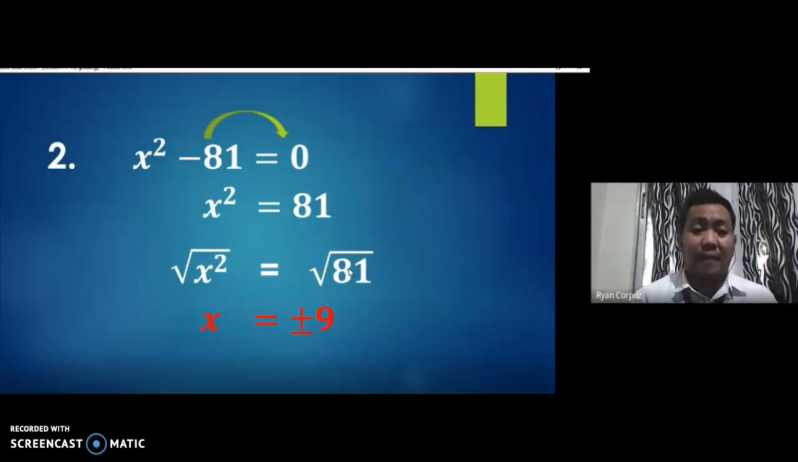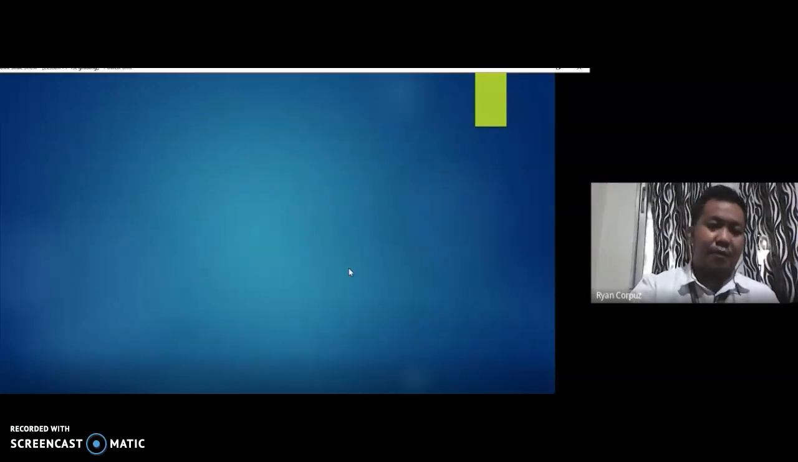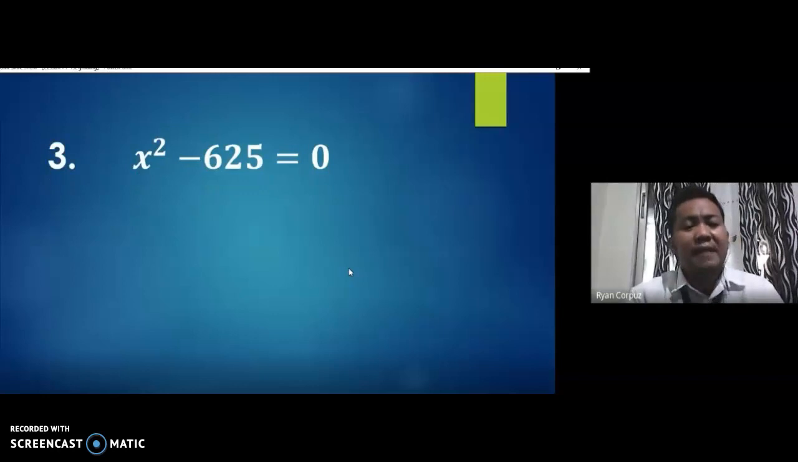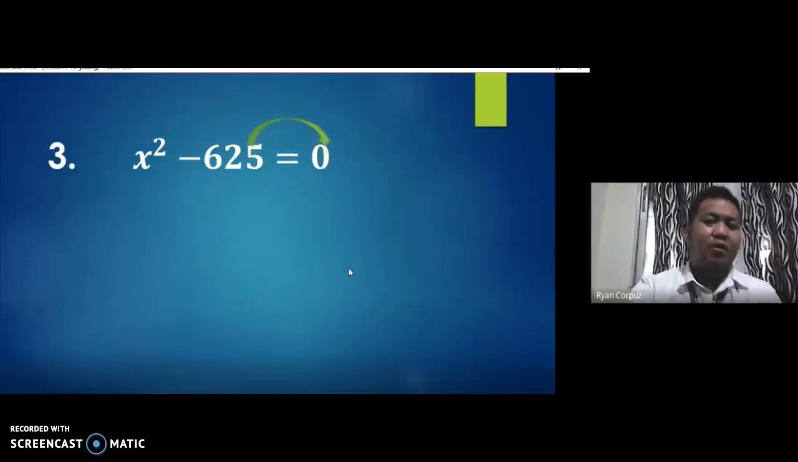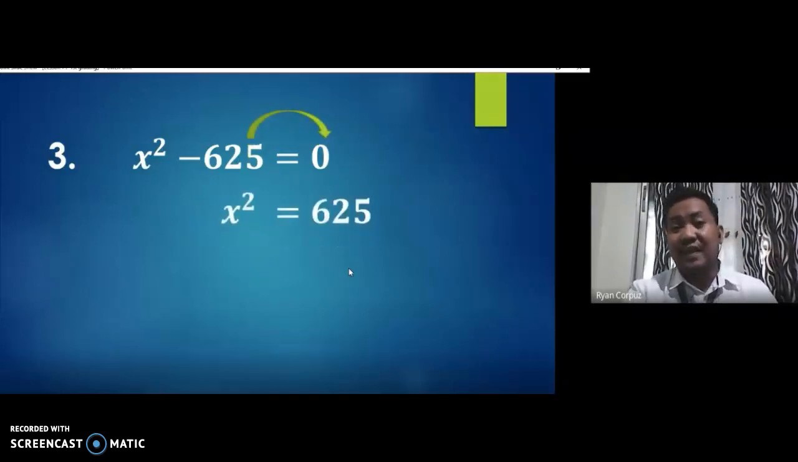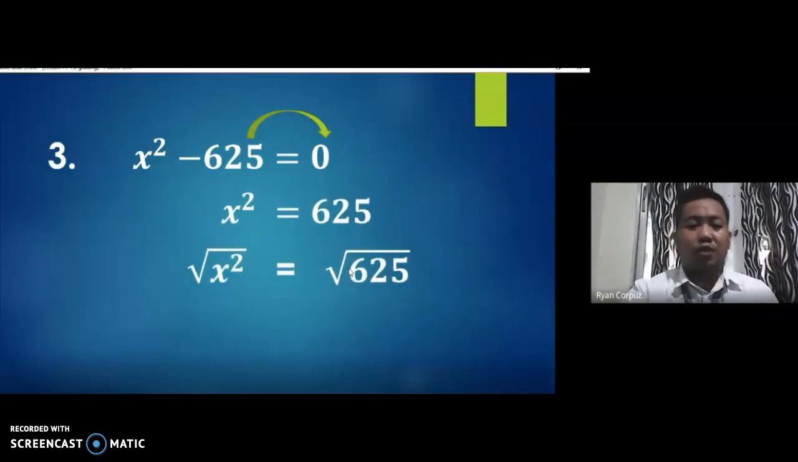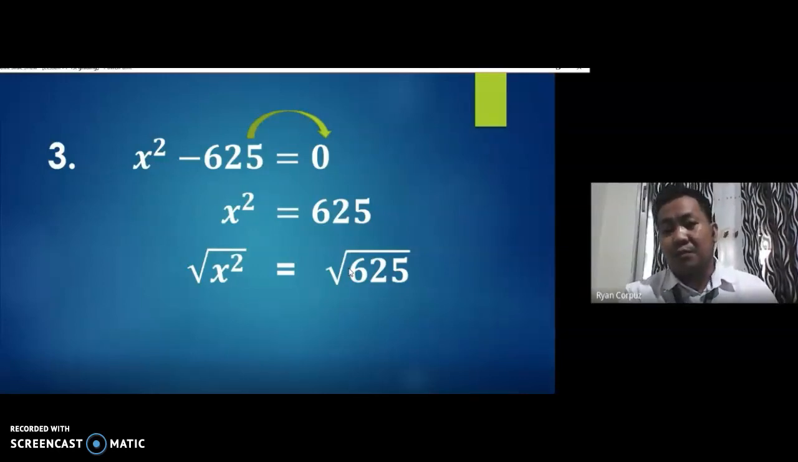So you want more examples? Let's try example number 3. The given is x squared minus 625 is equal to 0. Similar to examples number 1 and number 2, again, move the constant term to the right side of the equation. Then get the square root of both sides of the equation. The square root of x squared is equal to x. Then, 625 is a perfect square.